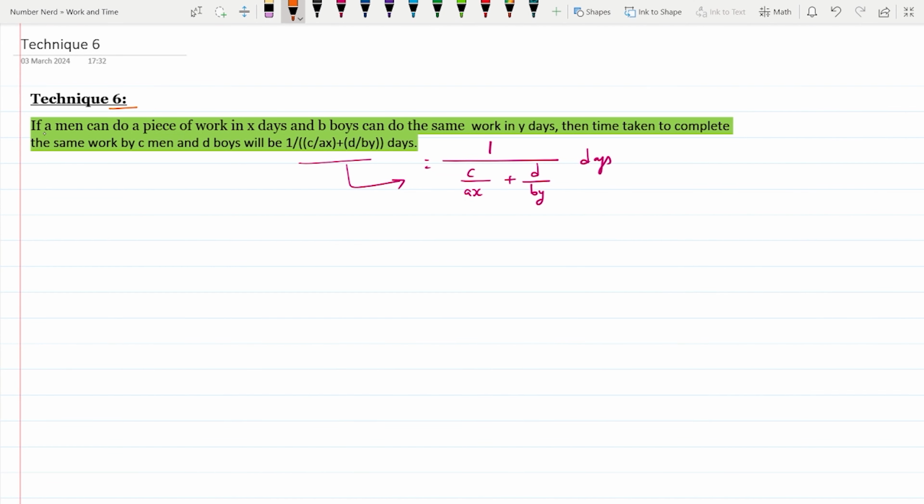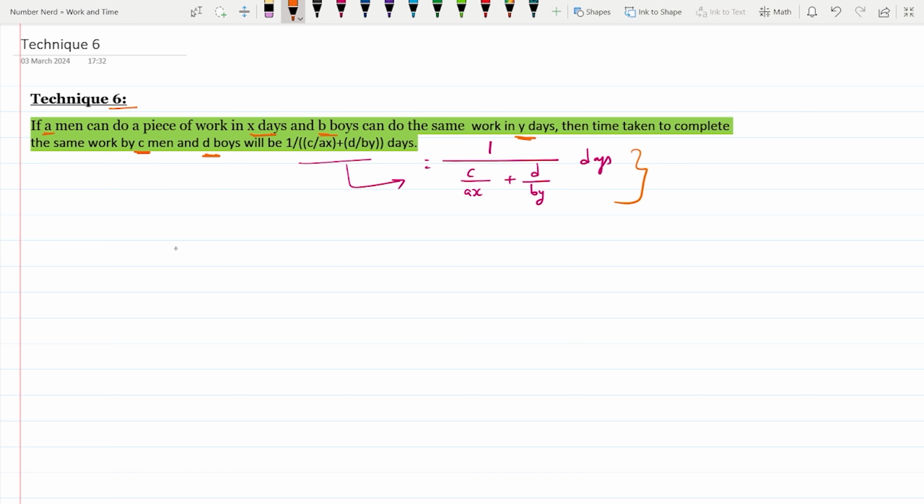Technique 6 says if A number of men can do a piece of work in X days and B number of boys can do the same work in Y number of days, then the time taken to complete the same work by C number of men and D number of boys will be 1 by (C by AX plus D by BY) number of days.